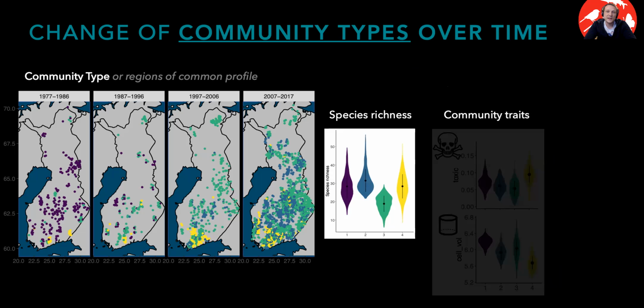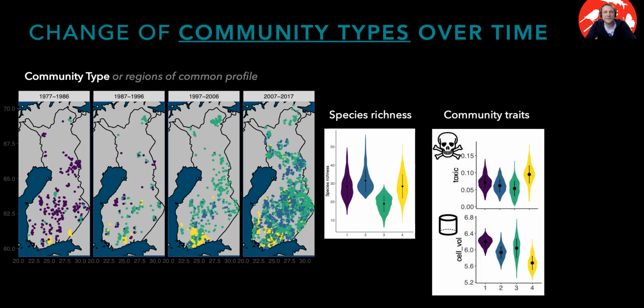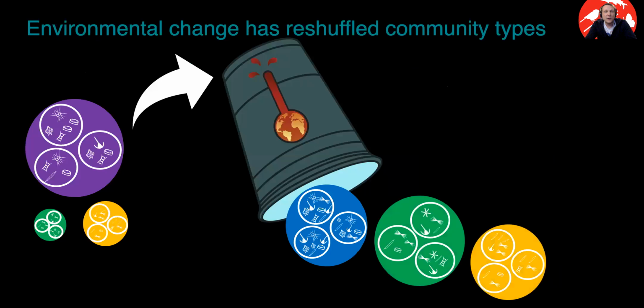What is then also particularly interesting to look at is what kind of different characteristics those community types have. So we see, for example, that they differ in the number of species, as well as in the functional characteristics, such as the proportion of toxic species or the average cell size of the species. So overall, we can conclude that with individual species responding in different ways to changing environment, the old community types are no longer set in stone, but they have been reshuffled with new types emerging.